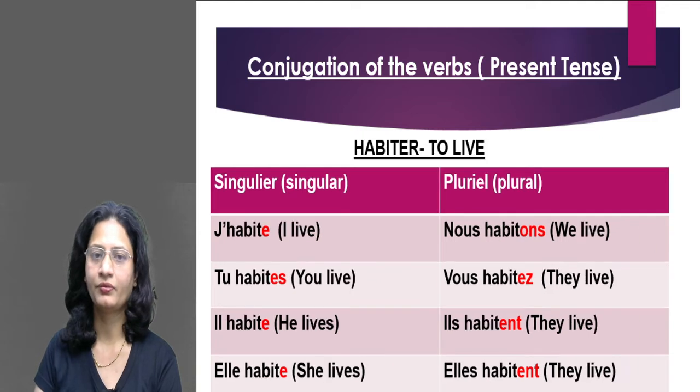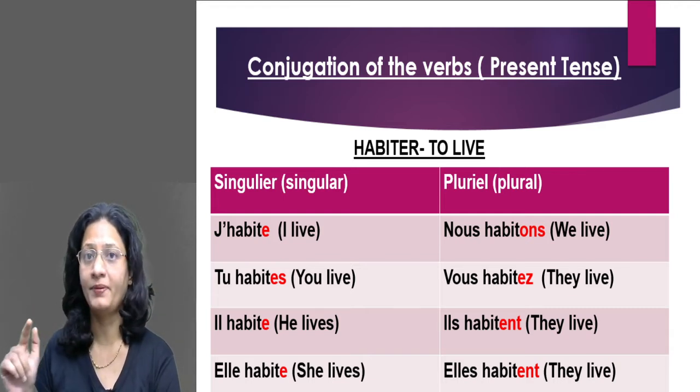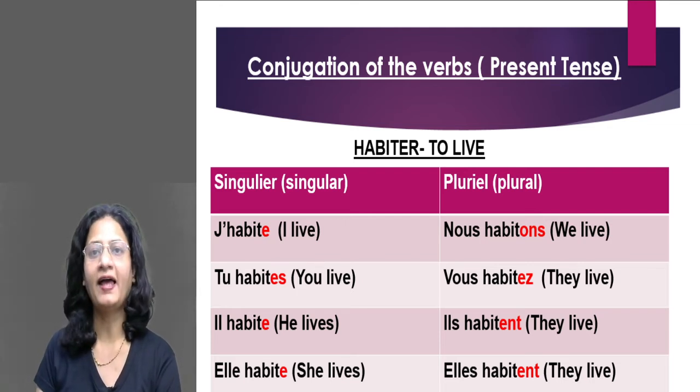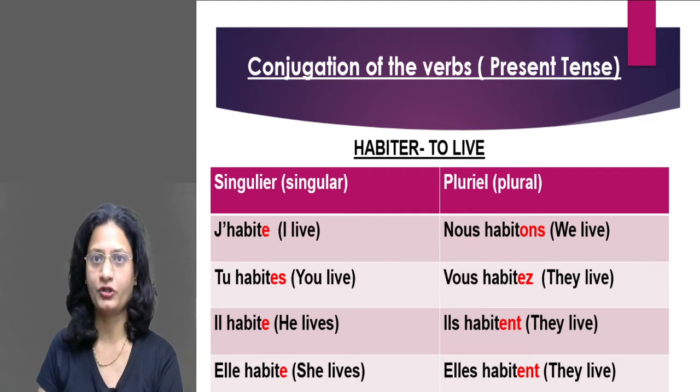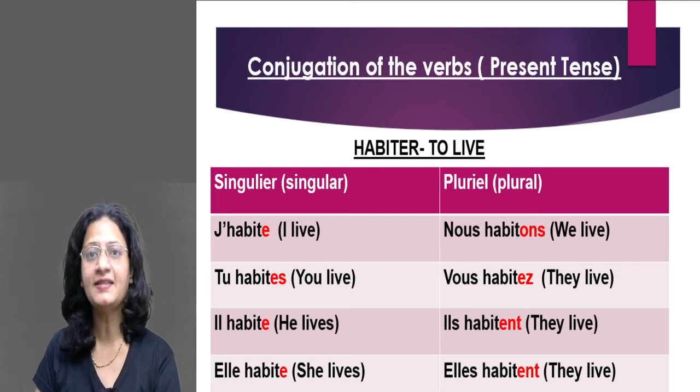Okay, here is habiter. The verb is habiter, but here the H is silent. We are not pronouncing it. So the H acts as a vowel here. When we have a verb which starts with a vowel, we write it as j apostrophe habite, only for je conjugation, not for tu, il, elle. So it is j'habite. The pronunciation is j'habite.